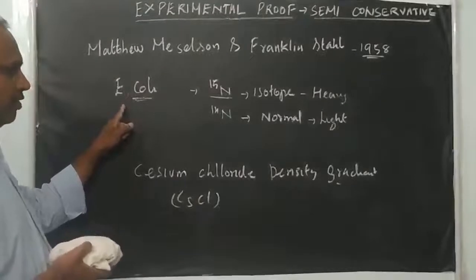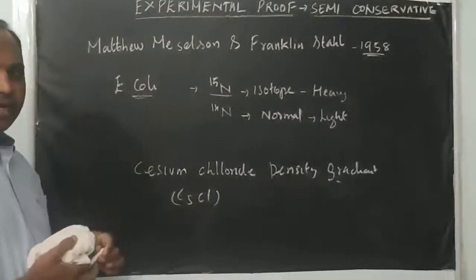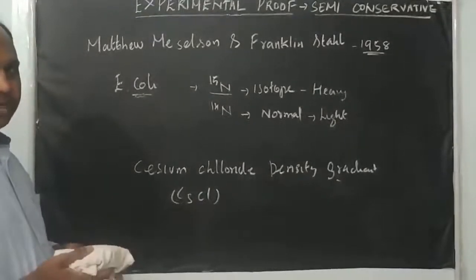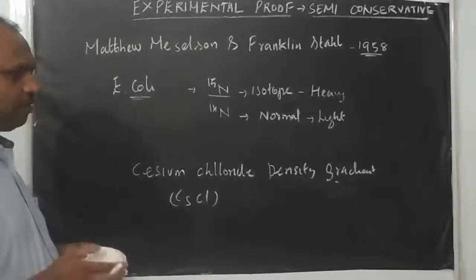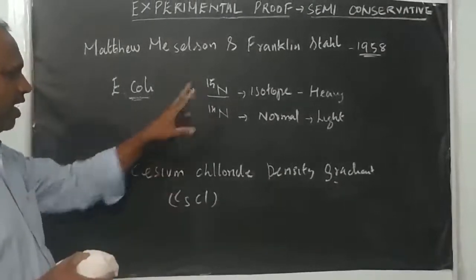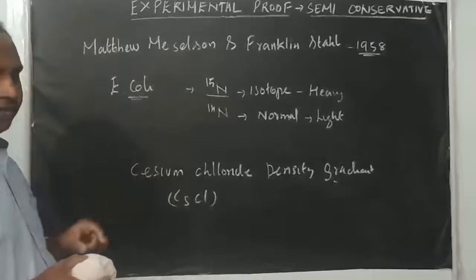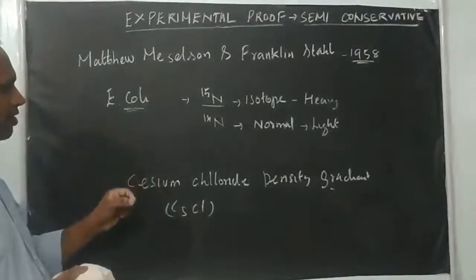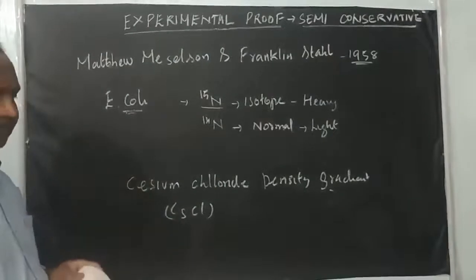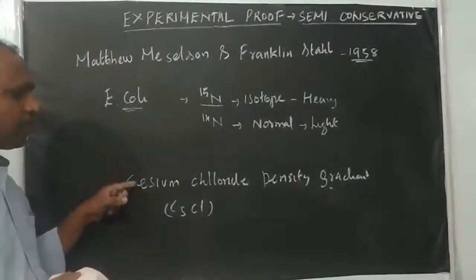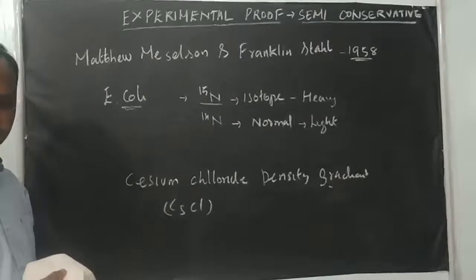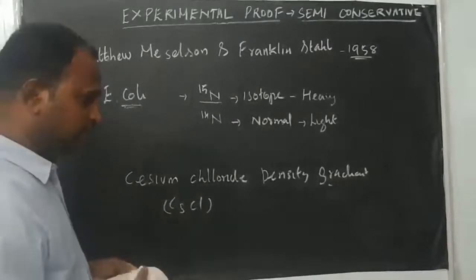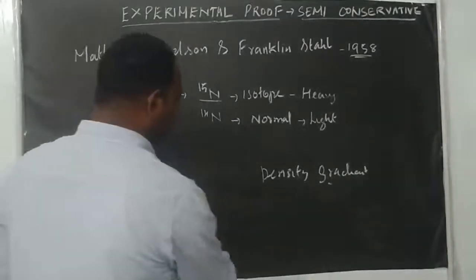E. coli. And they used two different types of medium with different sources of nitrogen. One is N15, another one is N14. N15 is the heavy isotope of nitrogen and N14 is the light, normal form of nitrogen. And they also used cesium chloride density gradient centrifugation for their experiment. We will see the experiment now.